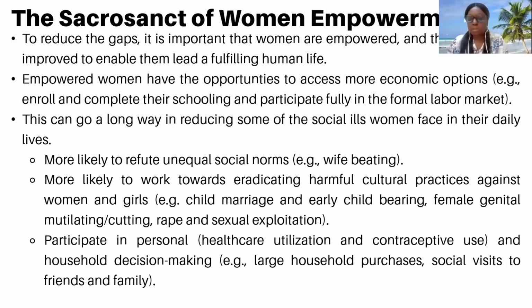For instance, women are more likely to refute unequal social norms when they are more educated and more empowered. They're also more likely to work towards eradicating harmful cultural practices against women and girls, such as child marriage, early childbearing, female genital mutilation, rape, and sexual exploitation. And they're also more likely to participate in personal and household decision-making, such as healthcare utilization and contraceptive use, and make more decisions in terms of purchasing within the household and also visiting friends and family.